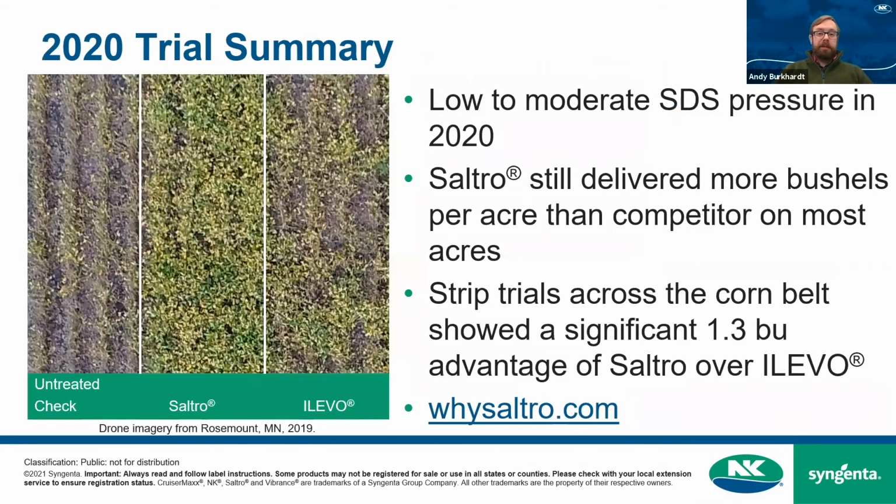So to sum things up, 2020 wasn't a great year for SDS. Even still, we still saw an advantage of Saltro, particularly in our large strip trials conducted by NK agronomists, with a 1.3 bushel advantage to our competitor on average and a 73% win rate. The picture in this slide is another one from that University of Minnesota study in 2019, showing just how well Saltro performed compared to our competitor. So additionally, our data from 2020 shows that we don't need high SDS pressure to see the advantage of Saltro.